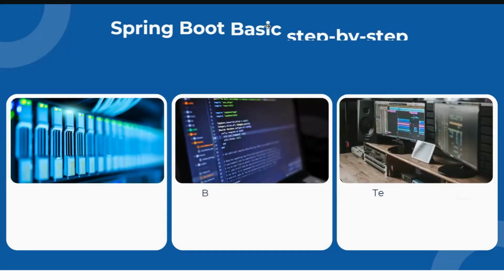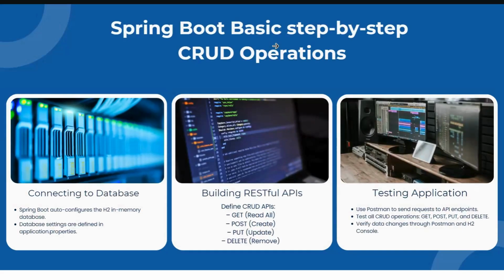So here, coming to our next slide, just a recap. We have built a fully functional Spring Boot CRUD API with a simple book model, a repository for our database operations, and a controller to expose all the endpoints. We have connected to the database. Spring Boot auto-configures the H2 in-memory database here, and the database settings are defined in application.properties. And we have built the RESTful APIs. We have used read all for get, post, put, and delete. We have used Spring Data JPA and the in-memory H2 database and tested everything using Postman, covering all the 4 core operations: create, read, update, and delete.